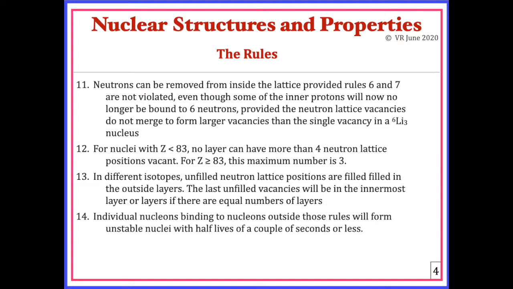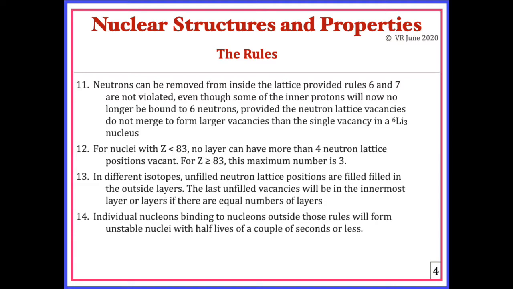Neutrons can be removed from inside the lattice structure provided rules 6 and 7 are not violated, even though some of the inner protons will now no longer be bound to 6 neutrons. And that's provided that the neutron lattice vacancies do not merge to form larger vacancies than a single vacancy in a 6Li nucleus. For nuclei with Z less than 83, no layer can have more than 4 neutron lattice positions vacant. For Z greater or equal to 83, this maximum number is 3.